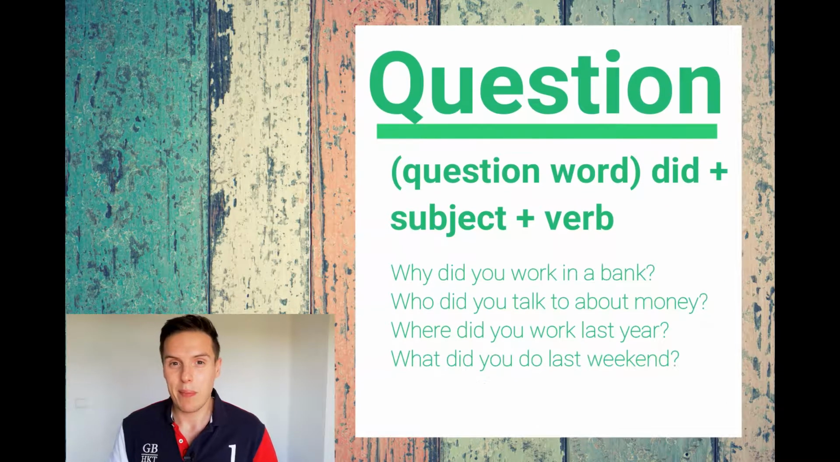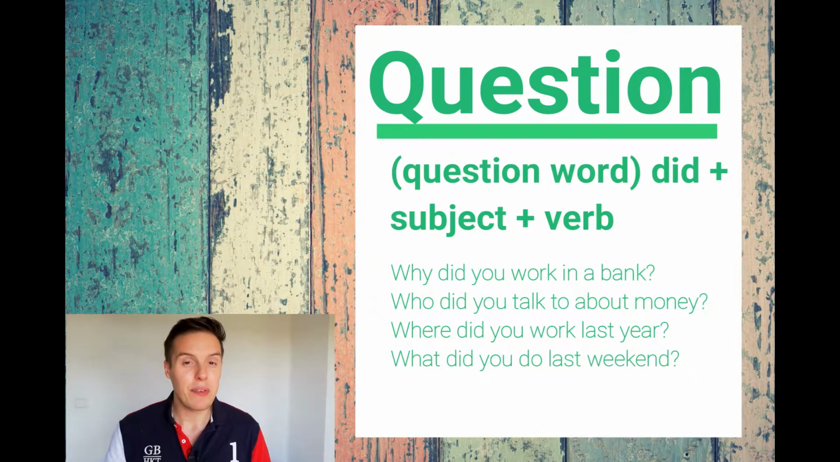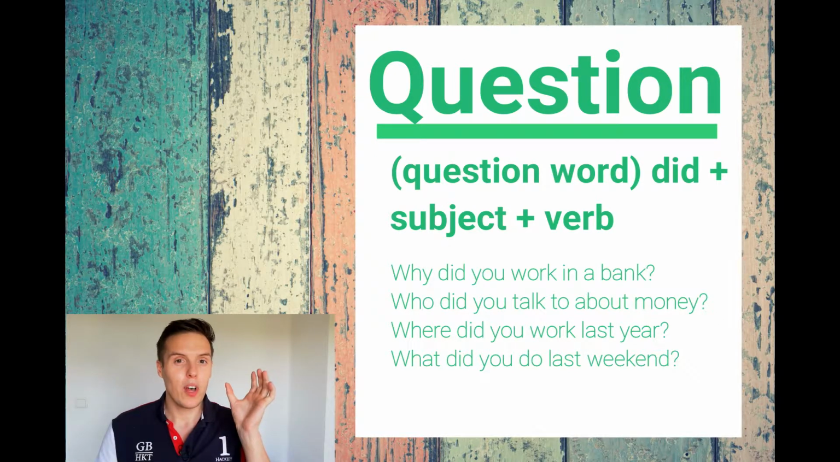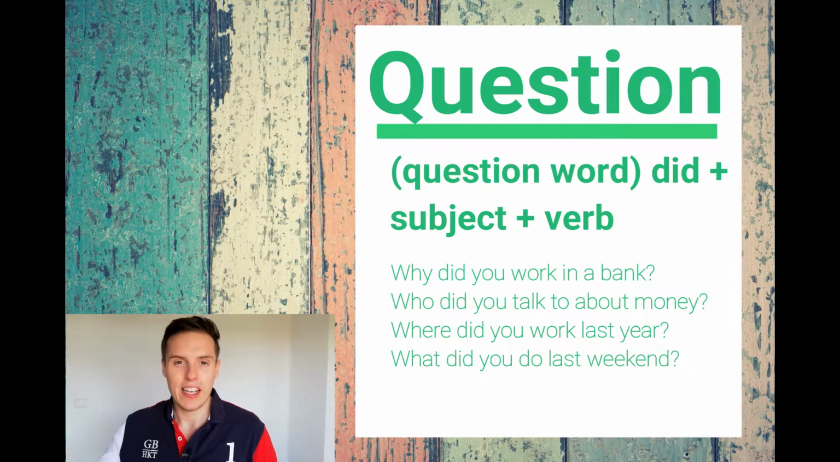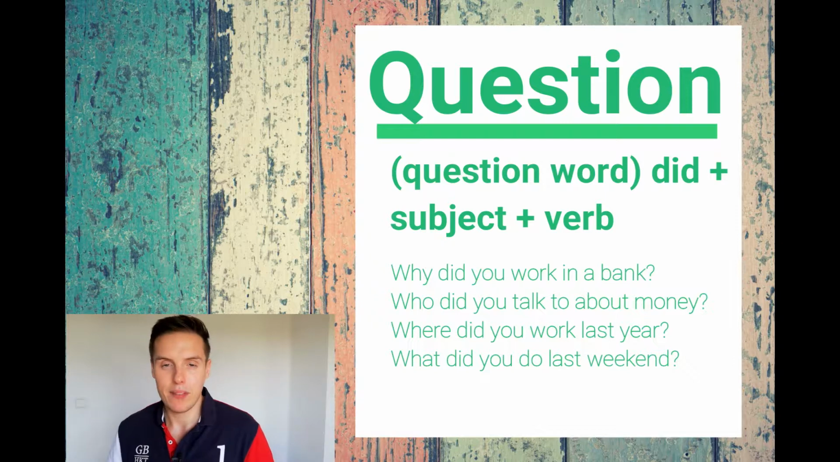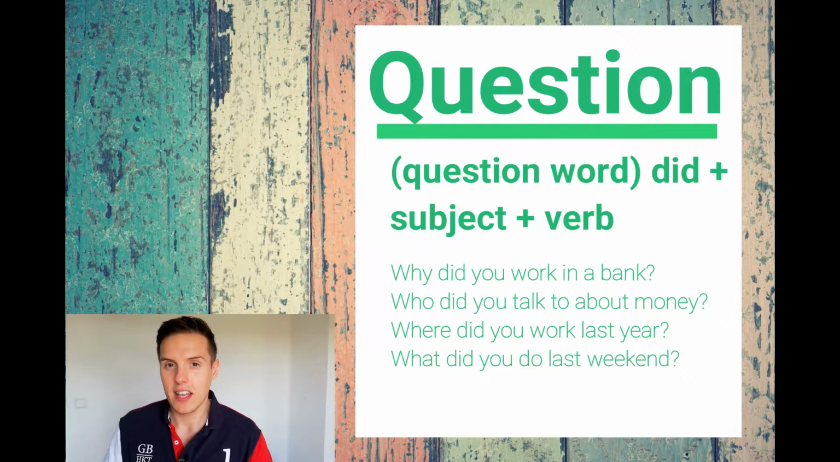And just a little tip about the question form, you can also include a question word before the did. So for example, question word plus did or didn't. So why did you work in a bank? Who did you talk to about money? So again, the verb is in the present tense because you've got the did. However, you can include the question word before did. So I'll put up some more examples, you can have a look at those and I will highlight the important parts.